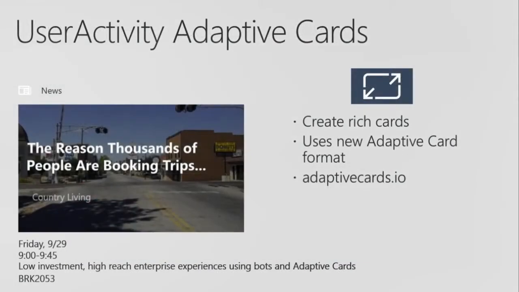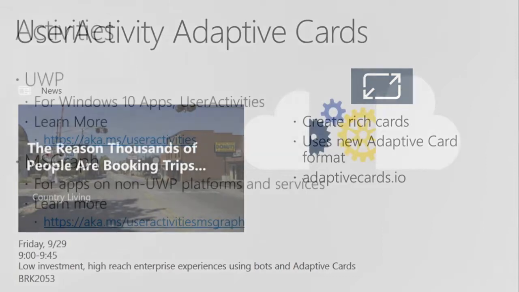And going back to user activities, as I mentioned, this is the visual representation of the activity. So it's your opportunity to control the look and feel of the card to ensure that the user understands the essence of what they were doing and they're able to get back to it. You can learn more about adaptive cards at adaptivecards.io. And also tomorrow at 9 a.m., Matt and Thomas from our team are going to give a presentation where they'll provide more details on adaptive cards, and I highly recommend that you go there to learn more.